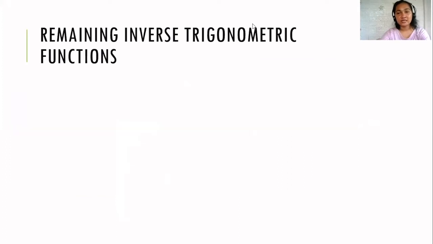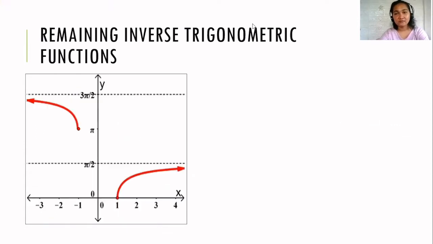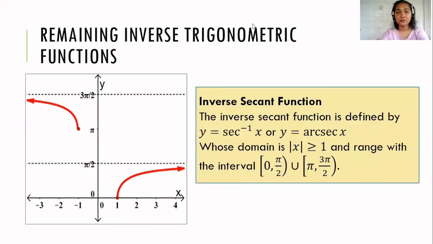We also have the secant function, which will be represented by this graph. For the inverse secant function, we have this illustration, whose domain is the absolute value of x greater than or equal to 1, while the range is on the interval 0 to pi over 2, union pi over 2 to pi. Because at this point, the secant function is undefined from pi over 2 to positive pi. So at this part, secant is undefined.